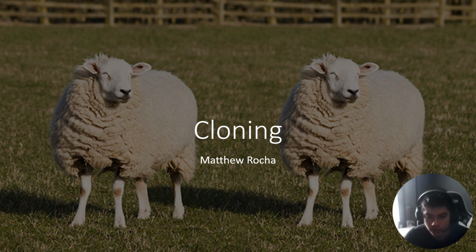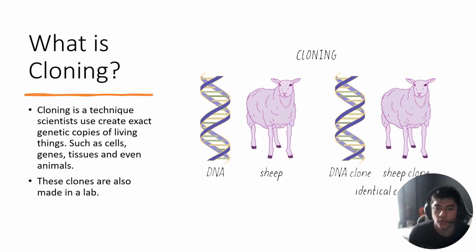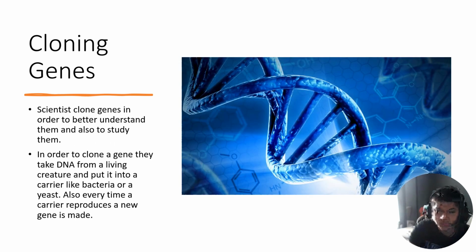Today I will be going over the topic I chose, which was cloning. So, what is cloning? Cloning is a technique scientists use to create exact genetic copies of living things, such as cells, genes, tissues, and even animals. These clones are made in a lab, and as you can see from the visual photo I put up, you can see the DNA in the sheep, and then it gets cloned into a clone of the sheep, and they're identical. So that's basically what cloning really is.